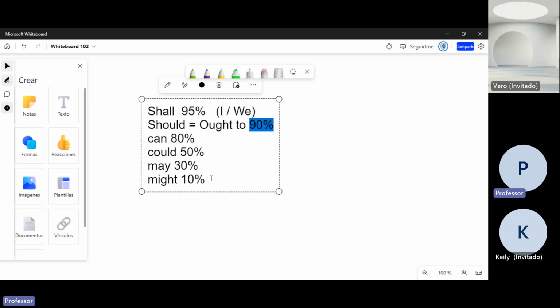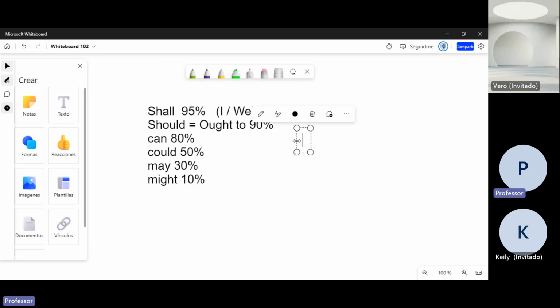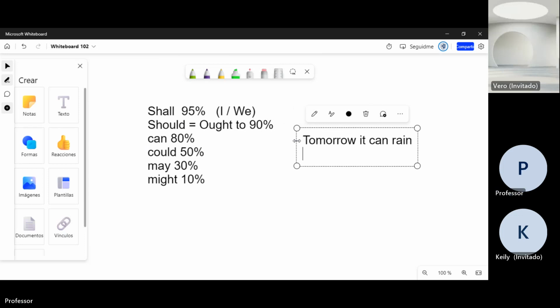Y por último, pues los mismos modal verbs con los que hemos estado trabajando, mismos porcentajes, pero para poder expresar en futuro. ¿Okay? Y sería de la misma manera. Aquí no hay ninguna regla como en pasado. Solo en pasado tenemos el have y el verbo en pasado participle. No sé, tomorrow it can rain. Mañana puede llover. That's it. Y utilizamos el mismo verbo poder para hablar en presente, en pasado o en futuro. Okay? That's it.